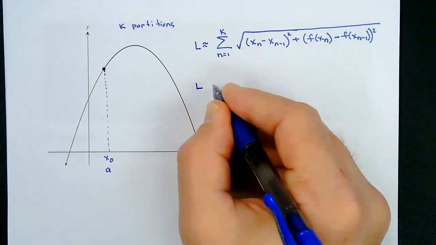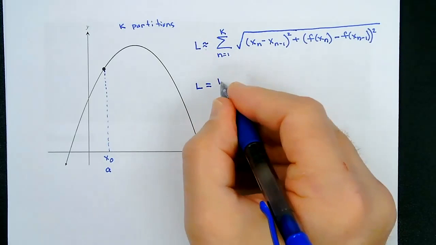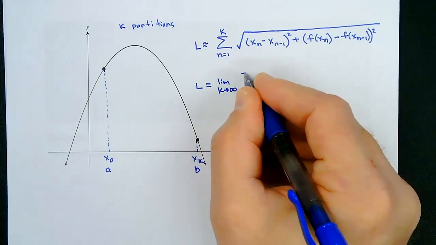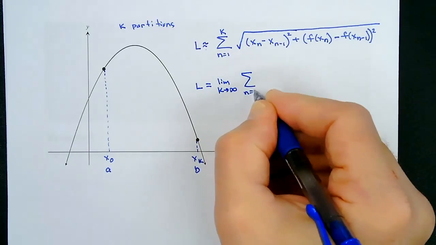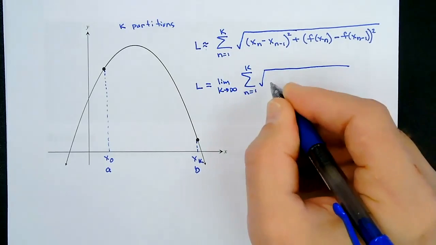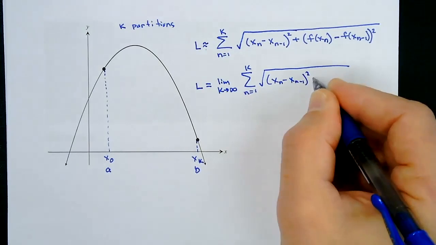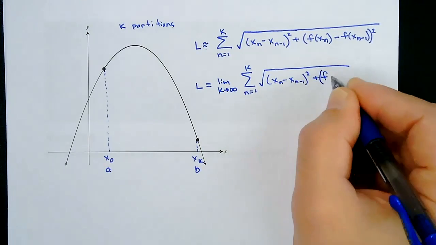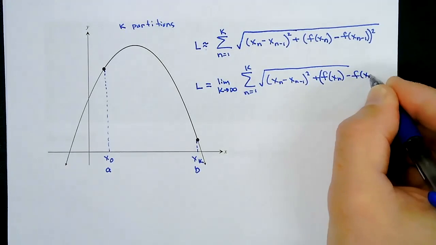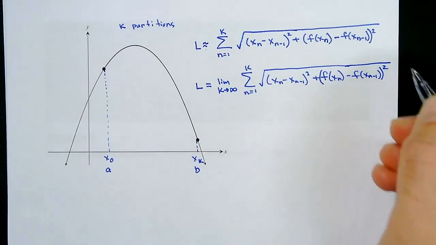The length is actually exactly, so this is an approximation, this is exactly the limit as k approaches infinity of sigma n equals 1 to k of, and it's just the same thing, the square root of x sub n minus x sub n minus 1 squared plus f of x sub n minus f of x sub n minus 1, close parenthesis, and then square that and extend my square root a little bit further.